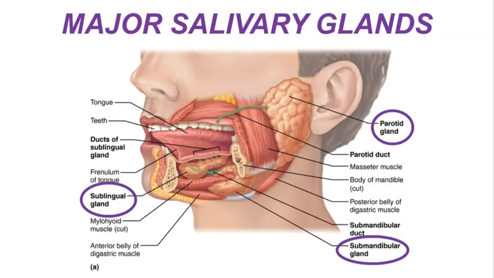The major salivary glands are the parotid gland, the sublingual gland, and the submandibular gland. The parotid gland is located anterior to the ear. The sublingual gland is located inferior to the tongue, as the term lingual refers to the tongue. So the name of this gland roughly translates to beneath the tongue. And finally, we see that the submandibular gland is located medial and inferior to the mandible bone.